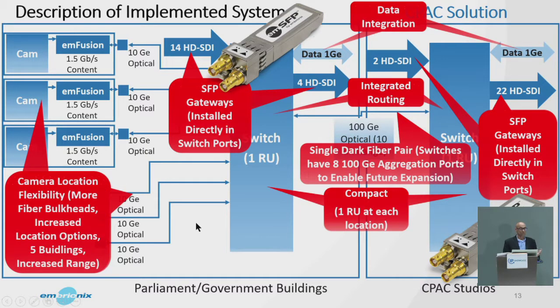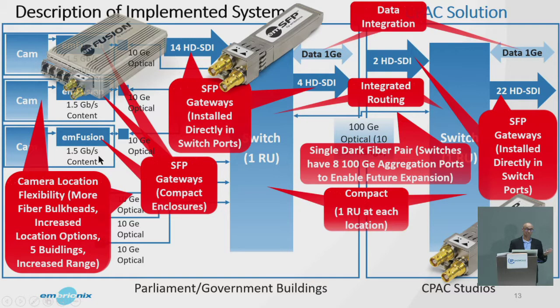The cameras, I mentioned a desire to have camera location flexibility. So we've got more fiber bulkheads for increased location options across 5 buildings and increased range. Now, at each of these cameras, we're converting to IP immediately, and this is using SFP gateways mounted in our enclosure. This is the size of a deck of cards. So converting to IP right there, and in this case, we implemented the fiber transceivers, our single mode LR. So now you've got 10 kilometers of range just with the cameras across this group of buildings. So incredible increase in distance and flexibility achieved right there. And again, the multicast routing, so every camera is available everywhere.